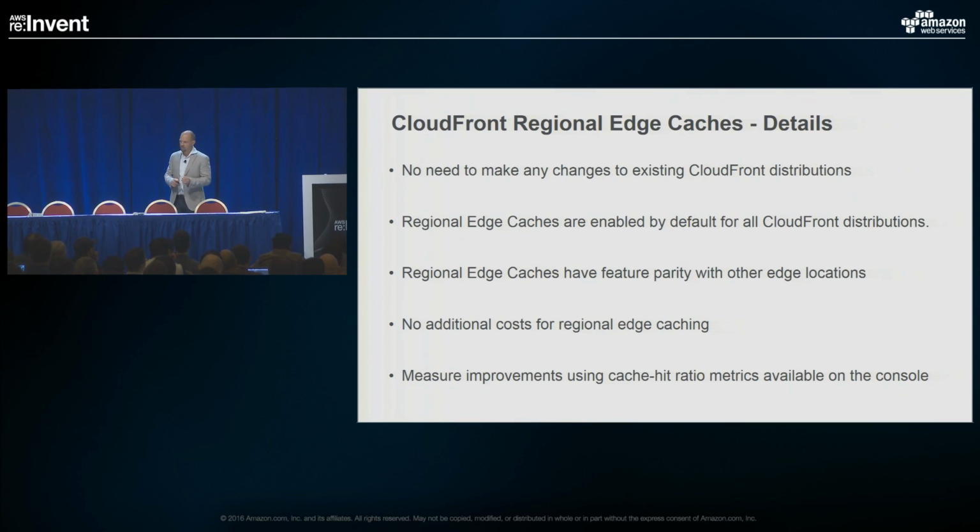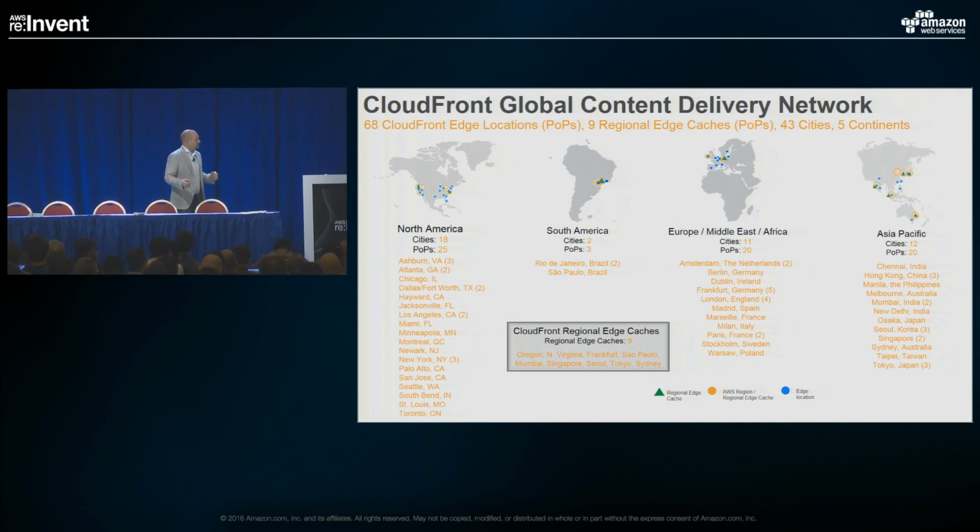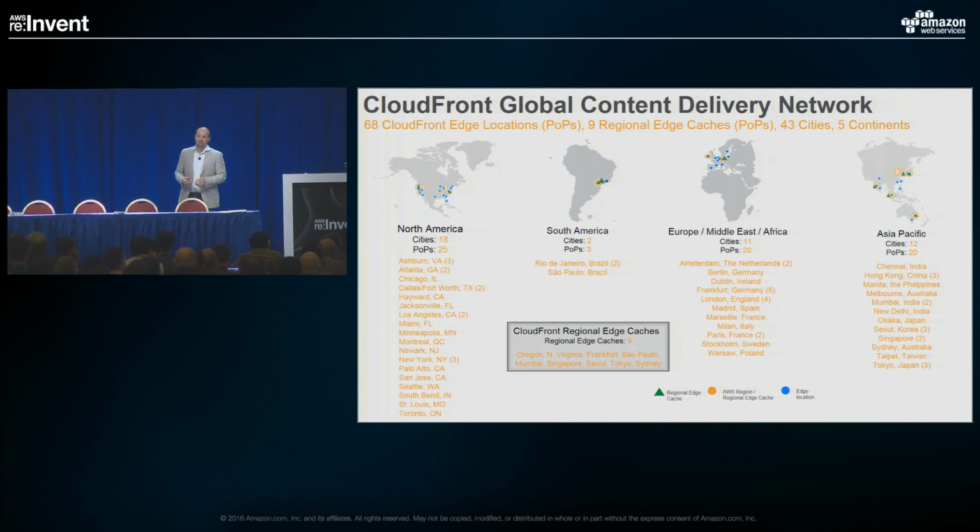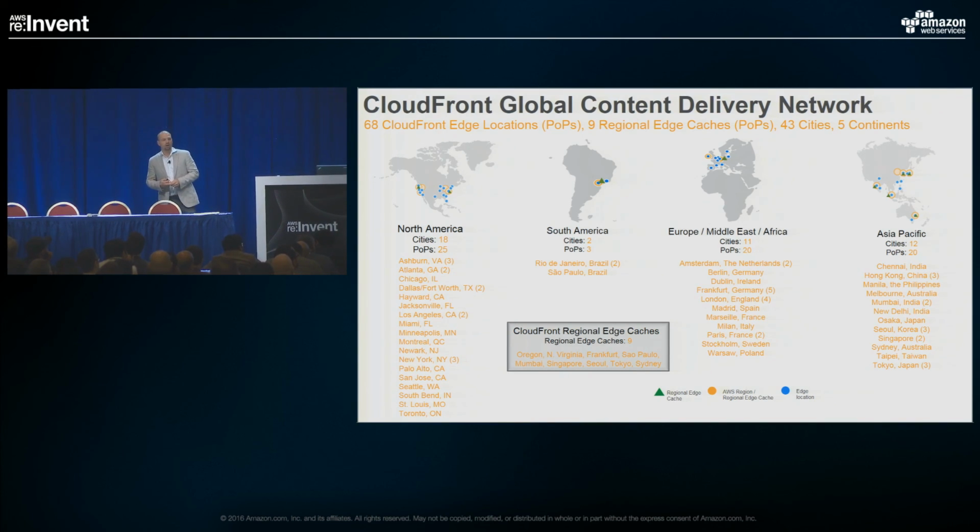You can measure the effectiveness of this new service feature and this new architecture by looking at the cache hit ratio metrics that are supplied in the management console. So what does this mean? This means now that this is what the CDN looks like. We have 68 global edge locations worldwide.